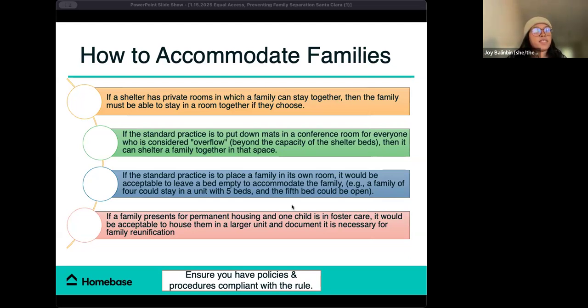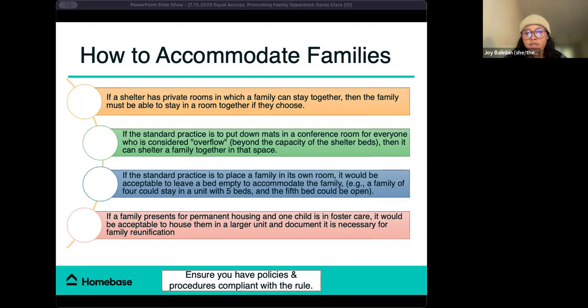And then, if a family presents for permanent housing and one child is in foster care, it would be acceptable to house them in a larger unit and document that it's necessary for family reunification, and for that child that's in foster care to be able to live with their family again.